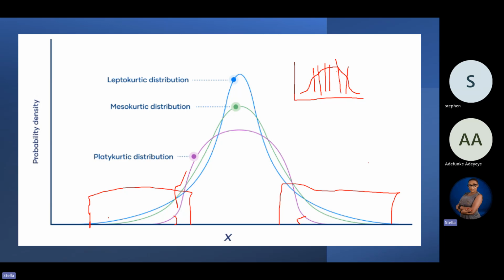Now, in a scenario like this, see how it is. The values in the middle are small. We have more outliers at the tails. So the histogram is going to look like this.